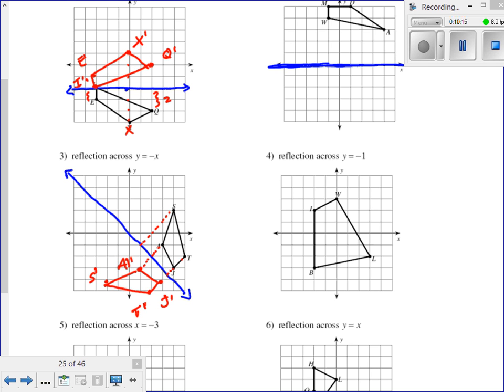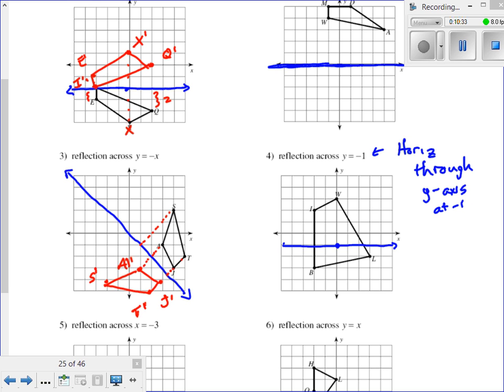Here we go, y equals -1. That's a horizontal line along the y-axis at -1. So go to -1 on the y-axis. Draw my line of reflection.